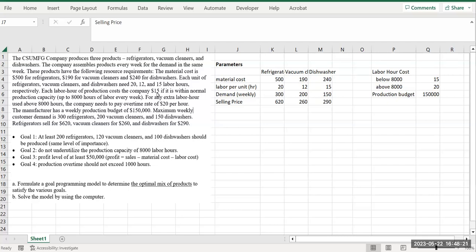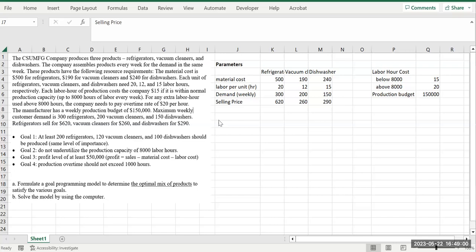We also know that each hour of labor costs the company $15 if it's within the normal production capacity of up to 8,000 hours. For any extra labor hour, like overtime, they have to pay $20. And then there's a production budget of $150,000, which is the maximum cost that they can accept. That's it, selling price, everything.